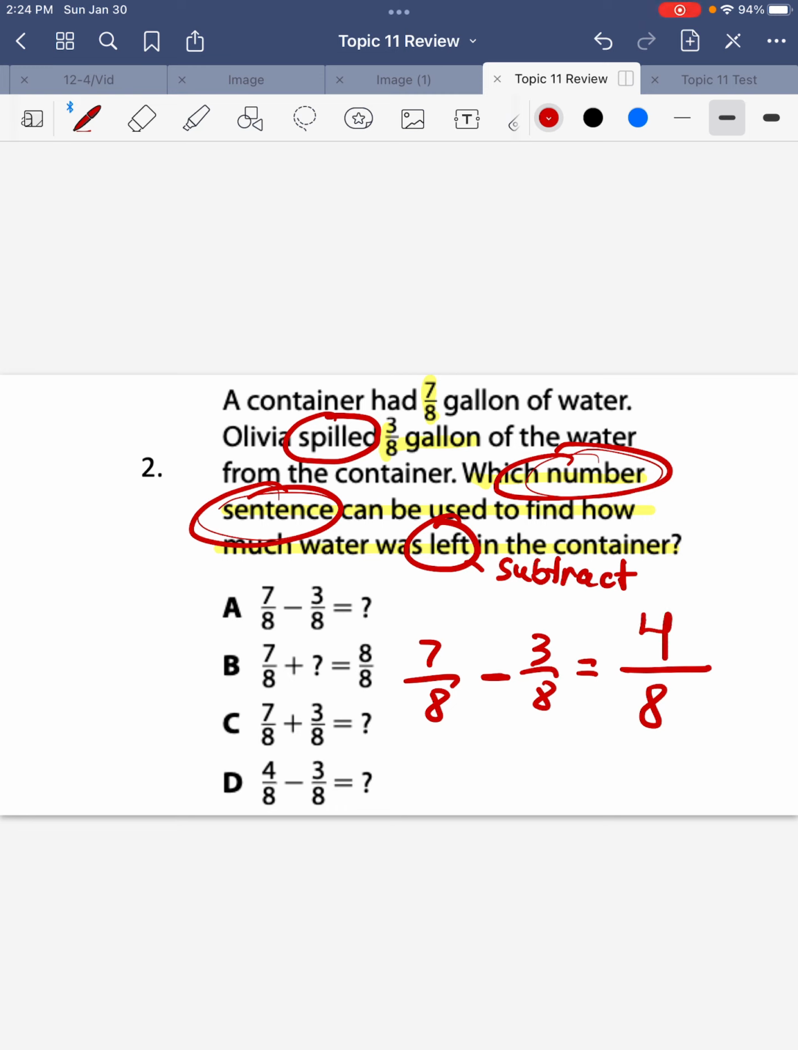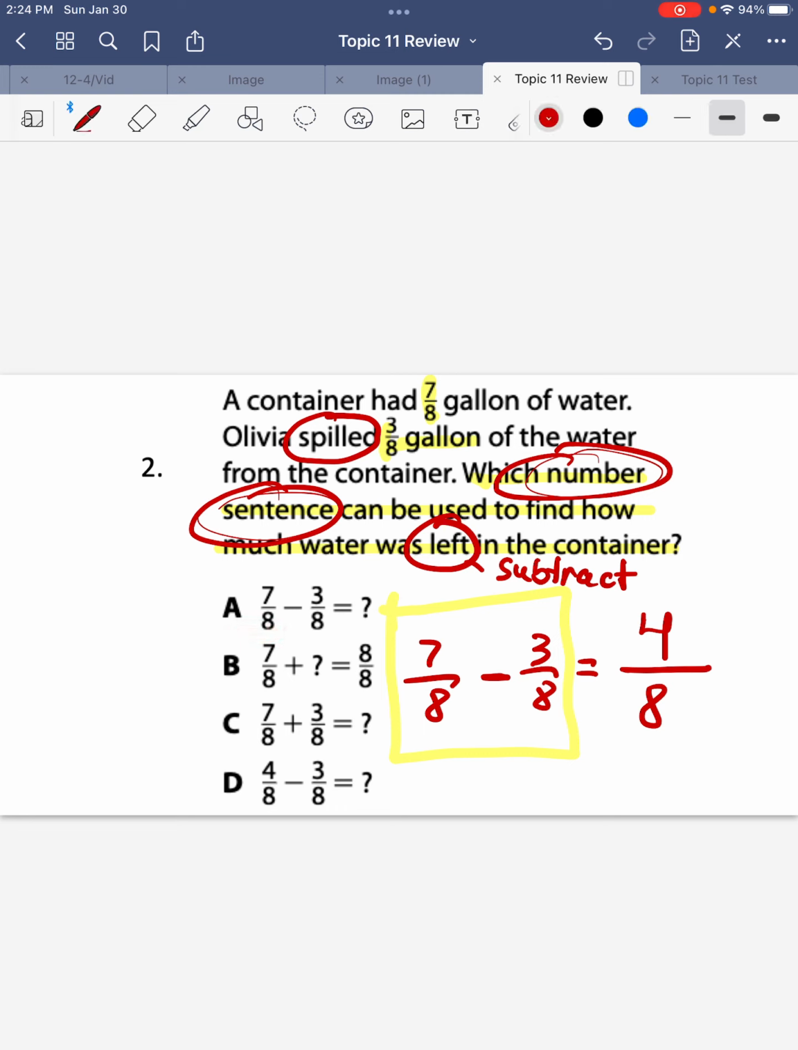Okay, now let's look at my answers. I noticed that I didn't have to solve it. All they want is a number sentence, but it's good I solved it anyways. So I'm looking for something that has this. Let's see which one has that.